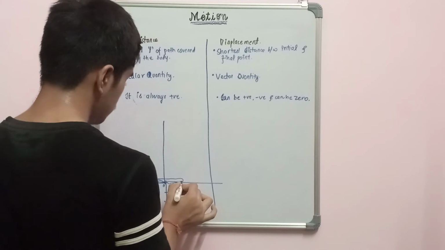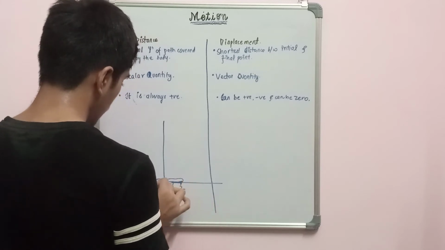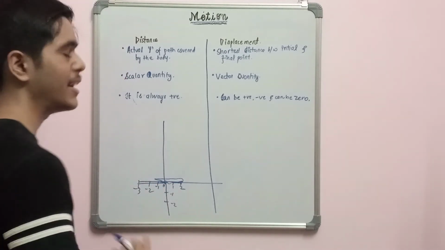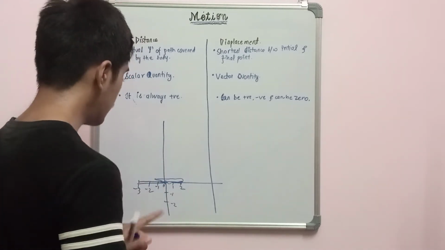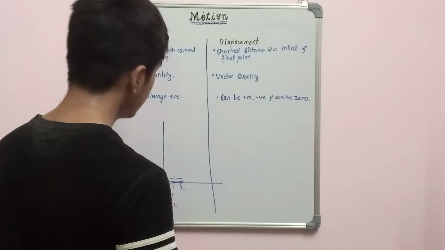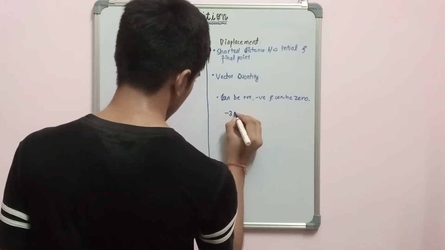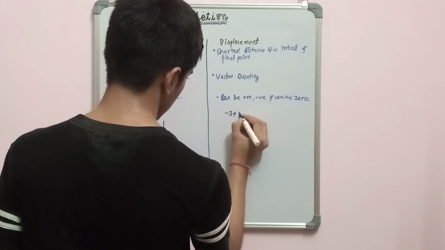So it goes to point 2, and it comes back and goes to point, let's say, minus 3. Now calculate the displacement. So how will you calculate? Minus 3 plus 2.